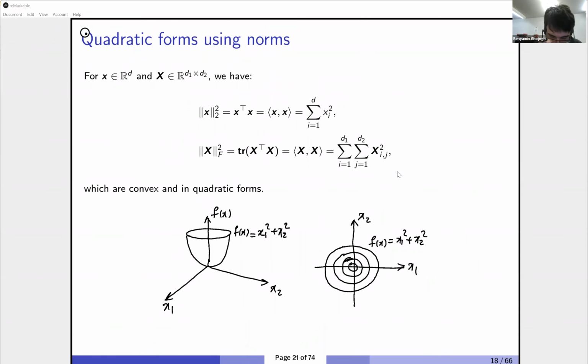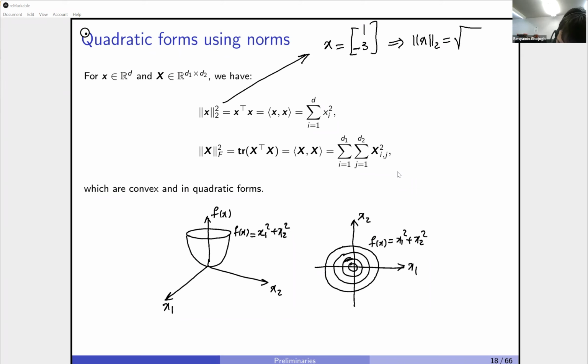Okay. And these are two important equations that you should know: the squared L2 norm of X is equivalent to X transpose X. Why? I can show you the proof. Assume X is 1, minus 3. What is the L2 norm squared? It is 1 squared plus 3 squared. Now, what is X transpose X?